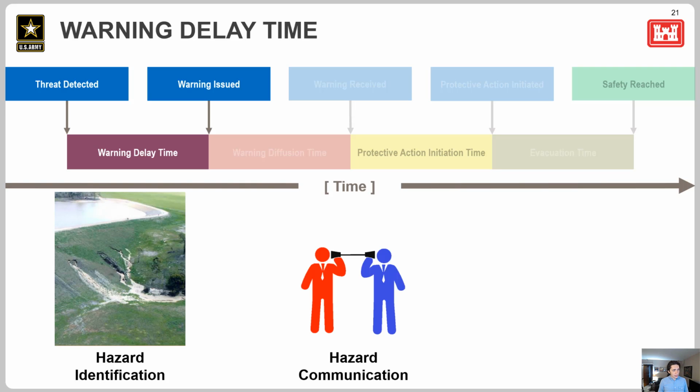Once he's figured that out, he's got to tell somebody. Whoever's responsible for delivering that message to the public. For this example, let's pretend it's the sheriff. So the sheriff's got to deliver the message to the public. He's going to get that message. He's going to go to whatever system he has to issue the warning and do it. That time span defines the warning and delay time.